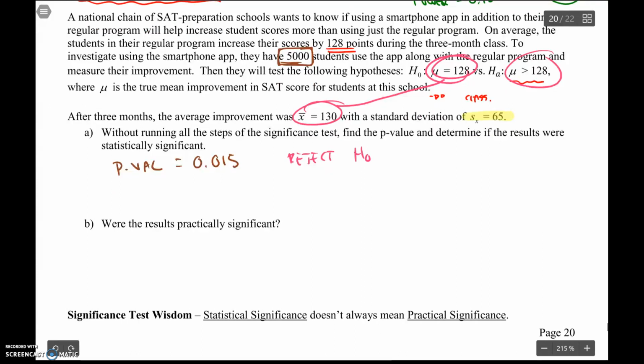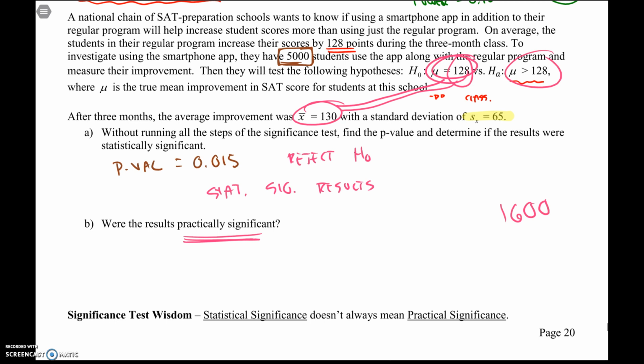Were the results practically significant? So the idea here is that we had statistically significant results. However, is this a practical significance? I think the SAT is like 1,600 points or something. Instead of an improvement of 128, we're getting an improvement of 130. That's really not that big of an improvement. Perhaps not a big enough improvement to implement some kind of smartphone app, invest in that, expect the kids to have it, retrain teachers.